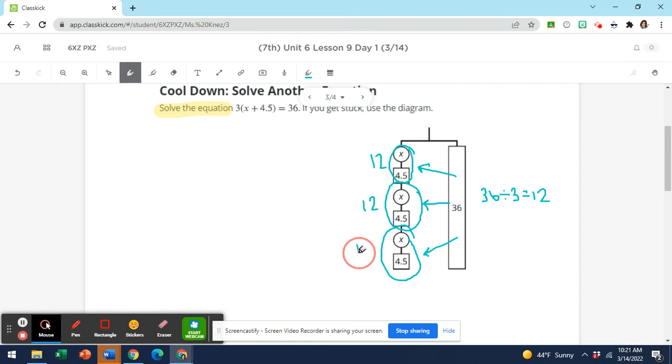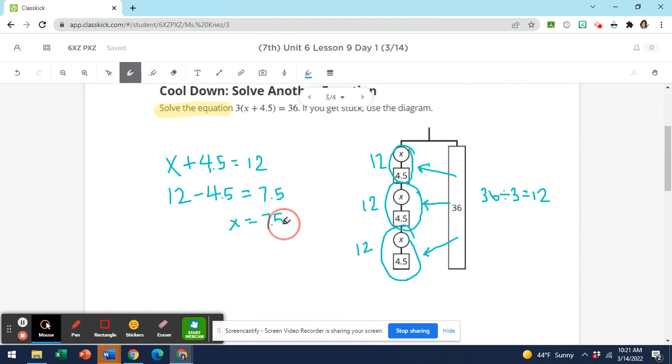At that point, I'm able to solve the equation. I know that x plus 4.5, so each group of x plus 4.5, is equal to 12. Now, to solve the equation, I can use inverse operations, which is 12 minus 4.5, which equals 7.5, and that's x. And that's how I solve.